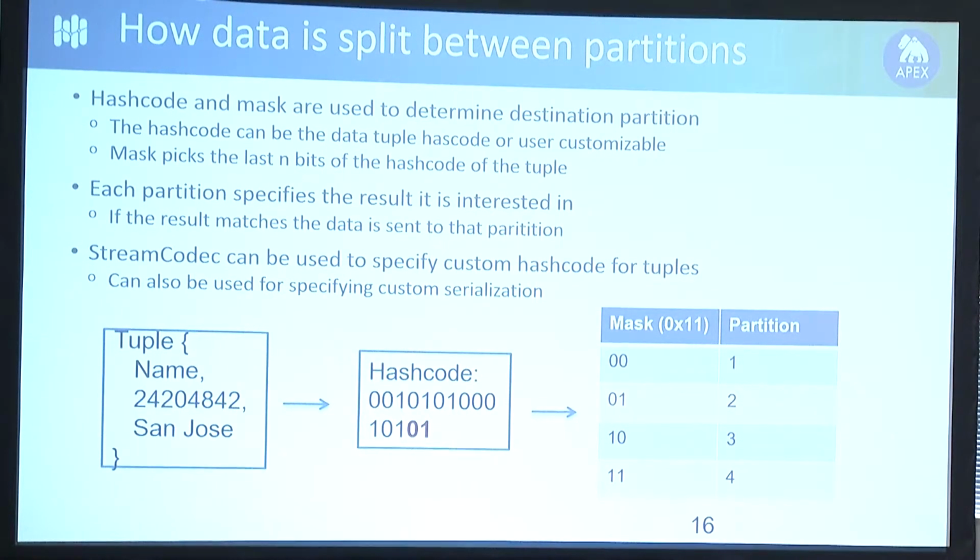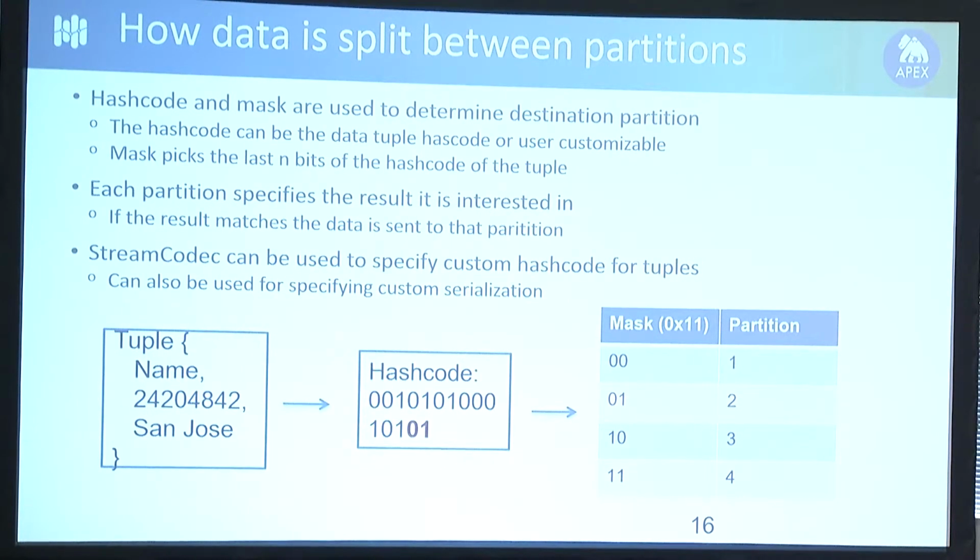Essentially, if you don't want to look at the hash code, but you want to define your own hash code, you can implement a stream codec. This interface lets you define your own hash code on the data. So for example, if you just want to use one key in your big object to be the key for partitioning, you can do that. And similarly, with stream codec, you can also control the serialization and deserialization.